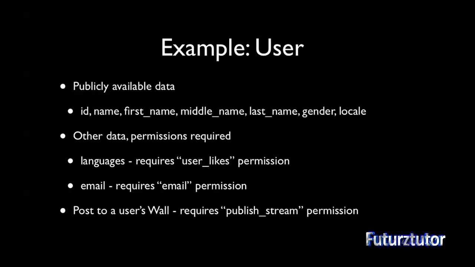Some examples of publicly available data, as we saw in our samples, are ID, name, first name, middle name, last name, gender and locale. To retrieve other data, various different permissions are required depending upon the data. To retrieve the email address, the user needs to grant the email permission. To retrieve the languages for a user, it requires that the user grants the user likes permission, which seems a little bit strange as user likes and languages seem to be unrelated. The conclusion here must be that likes and languages are stored in a similar way within Facebook and so linked to the same permission.